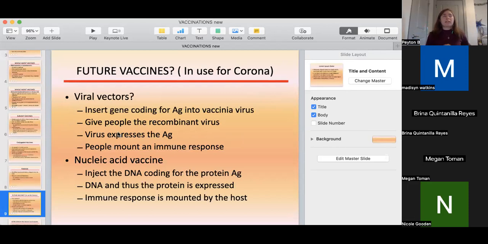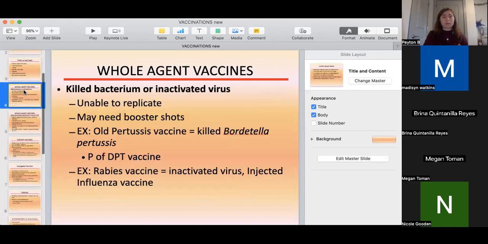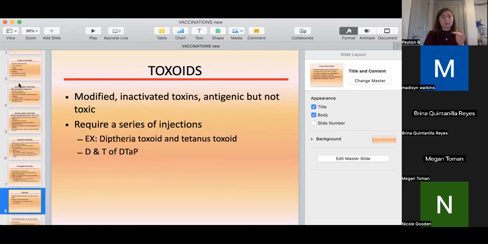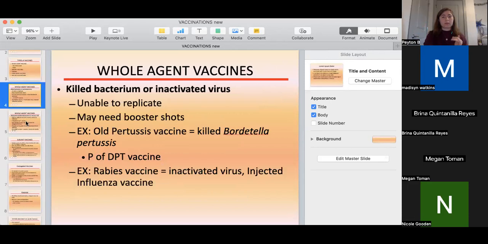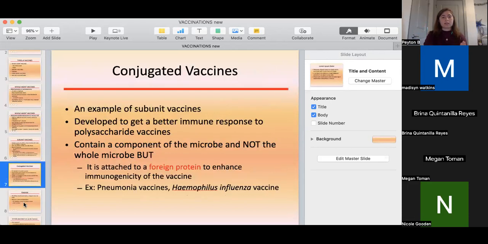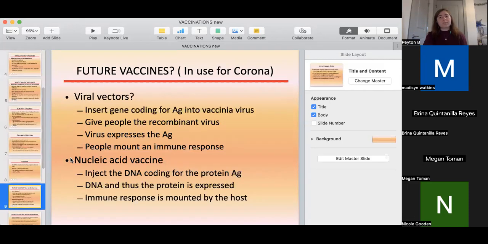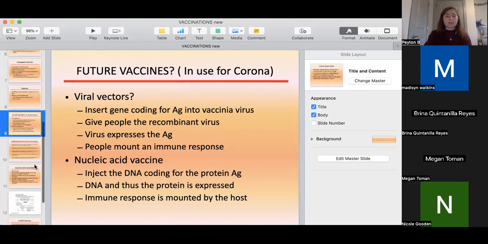All right, future vaccines. The main vaccines I feel like you will be tested on are these ones, from whole agent vaccines to toxoids. These are the ones you should really focus on studying: whole agent vaccines, subunit vaccines, conjugated vaccines, toxoids. There are some future vaccines, and if I'm remembering correctly, these were more just interesting information to know. Still study the last few slides, but they're not the top priority. The existing vaccines are top priority.